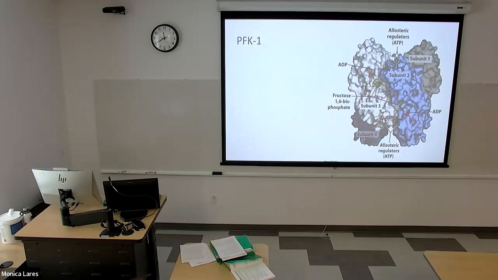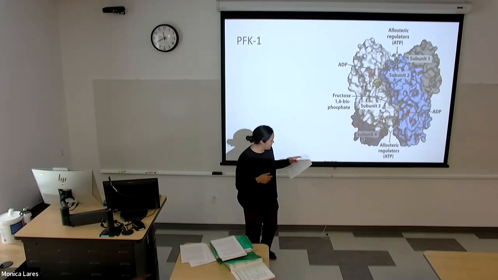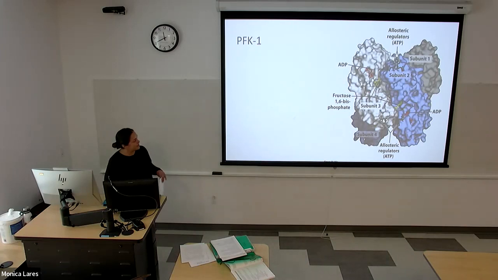So remember, ATP was a substrate, a reactant in this reaction. But remember, PFK1 is in the glycolysis pathway, so ATP is also a product of that pathway. It's produced in glycolysis. So just like with hexokinase, if ATP concentrations get too high, it can bind at these allosteric sites, and it can lower PFK1 activity by lowering the affinity of PFK1 for the substrate fructose 6-phosphate. Remember, that's the fructose 6-phosphate I phosphorylated.